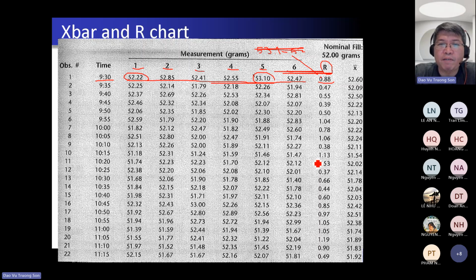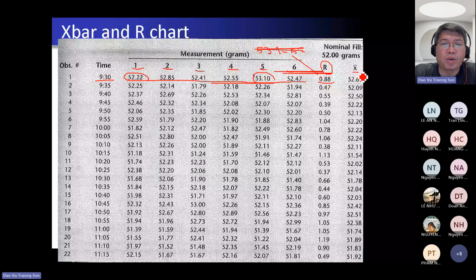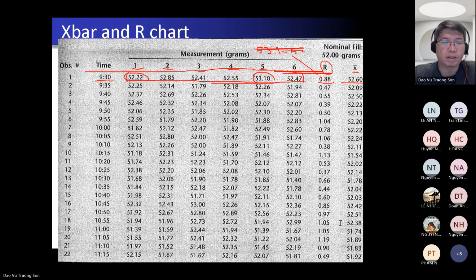And next one, you have the X bar. What does X bar mean? That is the average of the 6 measurements in that subgroup. So we sum all of these 6 numbers together and divide by 6, then you get X bar. In Excel, you can use AVERAGE. So that is the first subgroup measurement.